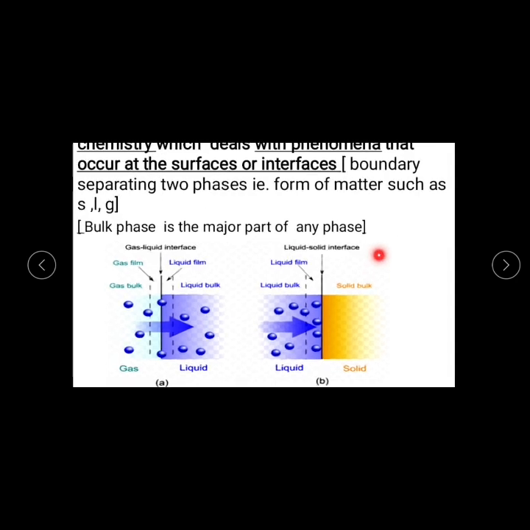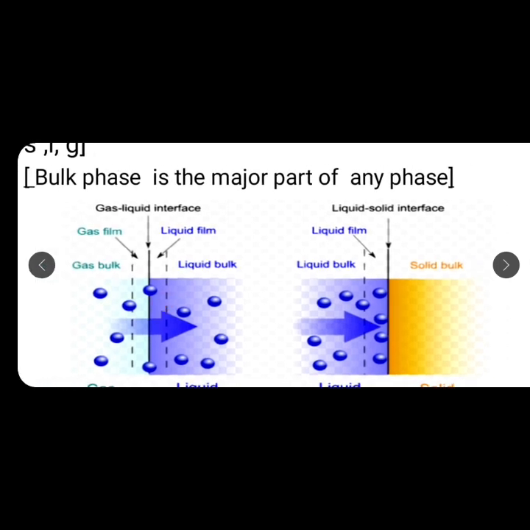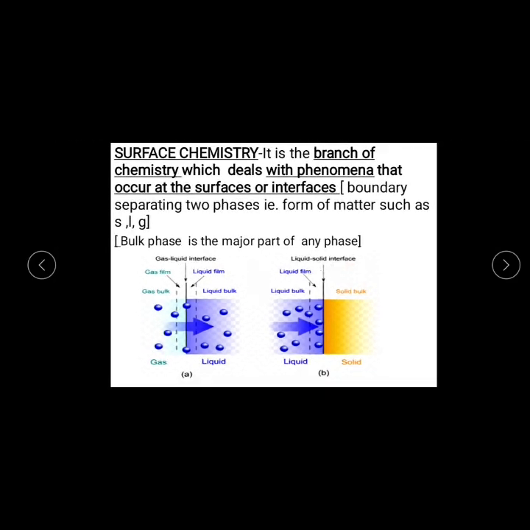Now, here in this picture you can see solid state separated from a liquid state. So, the major part of the solid state forms the bulk of the solid, and this is the surface. Here you can see the liquid state separated from the gaseous state. So, the major part of the liquid state forms the bulk, and here we have the surface. So, bulk phase is the major part of any phase.